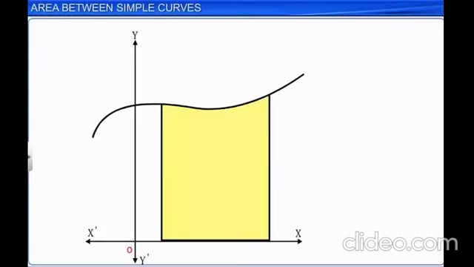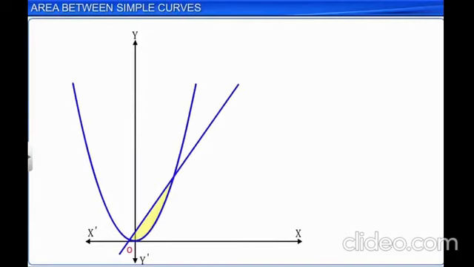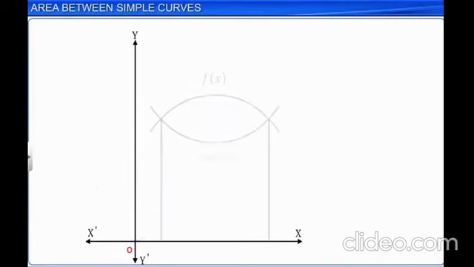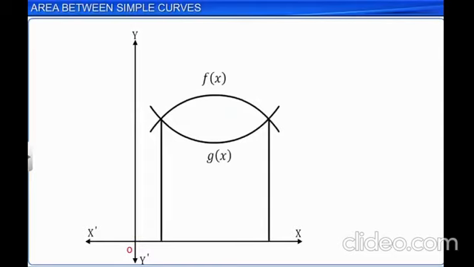In earlier modules, you learned to calculate the area under simple curves and the area of the region enclosed between a curve and a line. In this module, let's see the procedure to find the area of the region enclosed between two curves. Consider two curves, f of x and g of x. Let's find the area of the region enclosed between these curves.